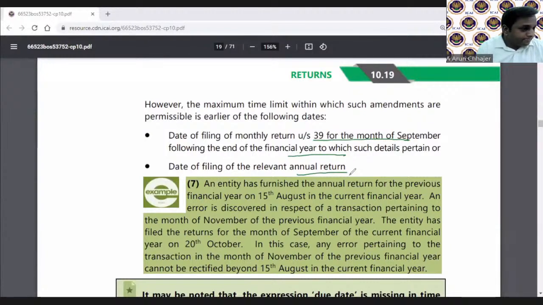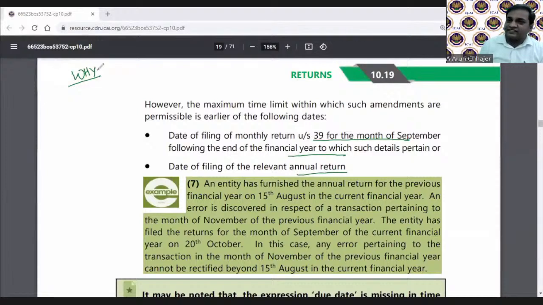So can you explain the scope of amendment? Again, a bit confused. So why am I doing the amendment? Sunil, first point, I am doing the amendment because in the previous tax period, it can be monthly or quarterly, I have entered information which is wrong, incorrect. I have identified the error. Now I would like to correct.